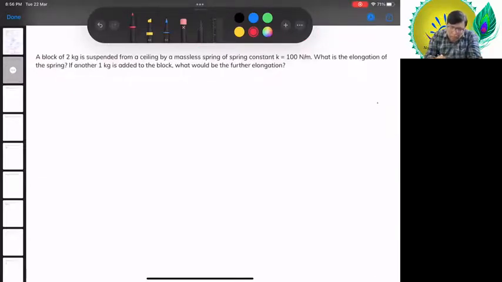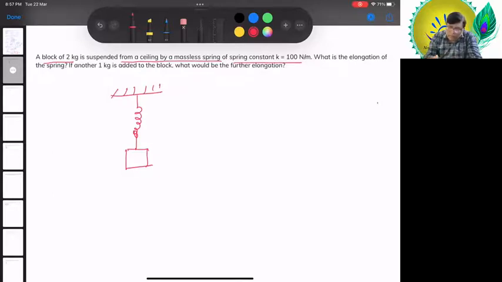So we have a block of 2 kilogram suspended from a ceiling by a massless spring. Massless spring means tension will be constant throughout the spring. Of a spring constant K is equal to 100 Newton per meter. What is the elongation of the spring? See the situation. A block is suspended from ceiling by a massless spring.